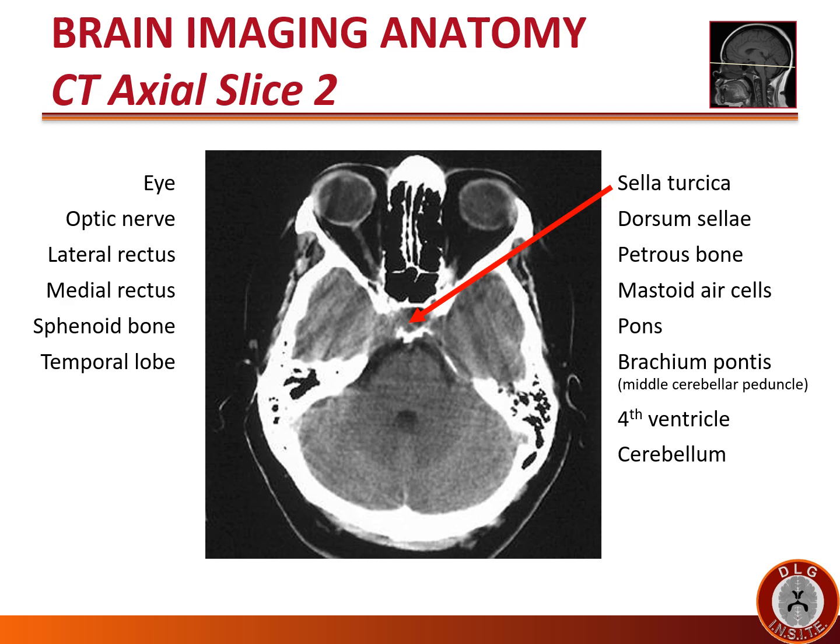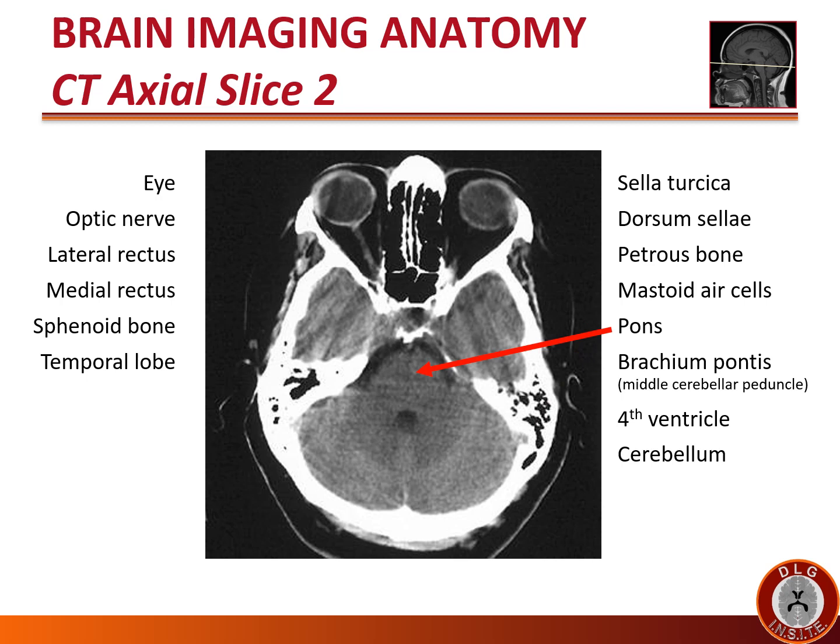The sella turcica, which literally means the Turkish chair, houses the pituitary gland. Dorsum sellae literally means back of the chair. This is the bony extension of the clivus that does serve as the back of the sella turcica. Once again, we see the petrous bone forming the posterior aspect of the middle cranial fossa. Once again, we see the mastoid air cells.